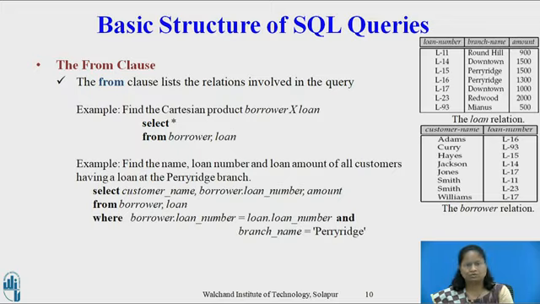SQL uses the notation relation name dot attribute name to avoid ambiguity in the case where an attribute appears in the schema of more than one relation. We could have written borrower.customer name instead of customer name in the select clause. However, since the attribute customer name appears in only one of the relations named in the from clause, there is no ambiguity when we write customer name.